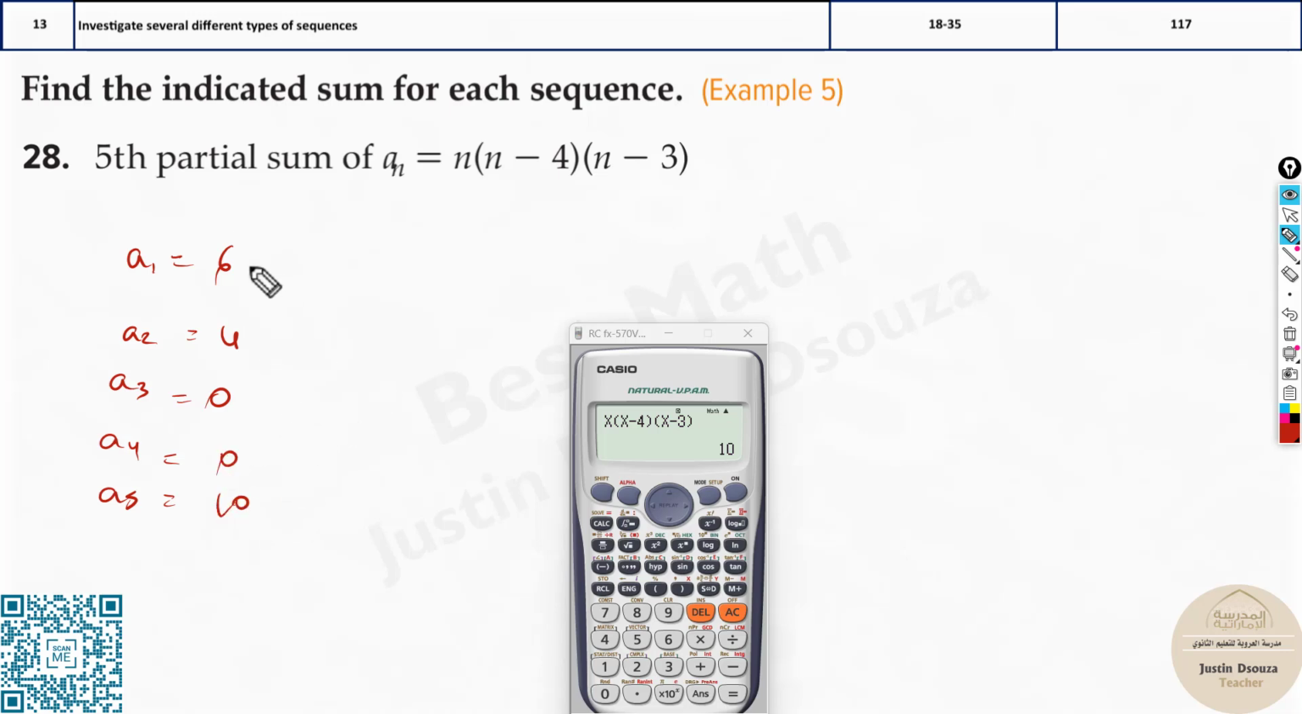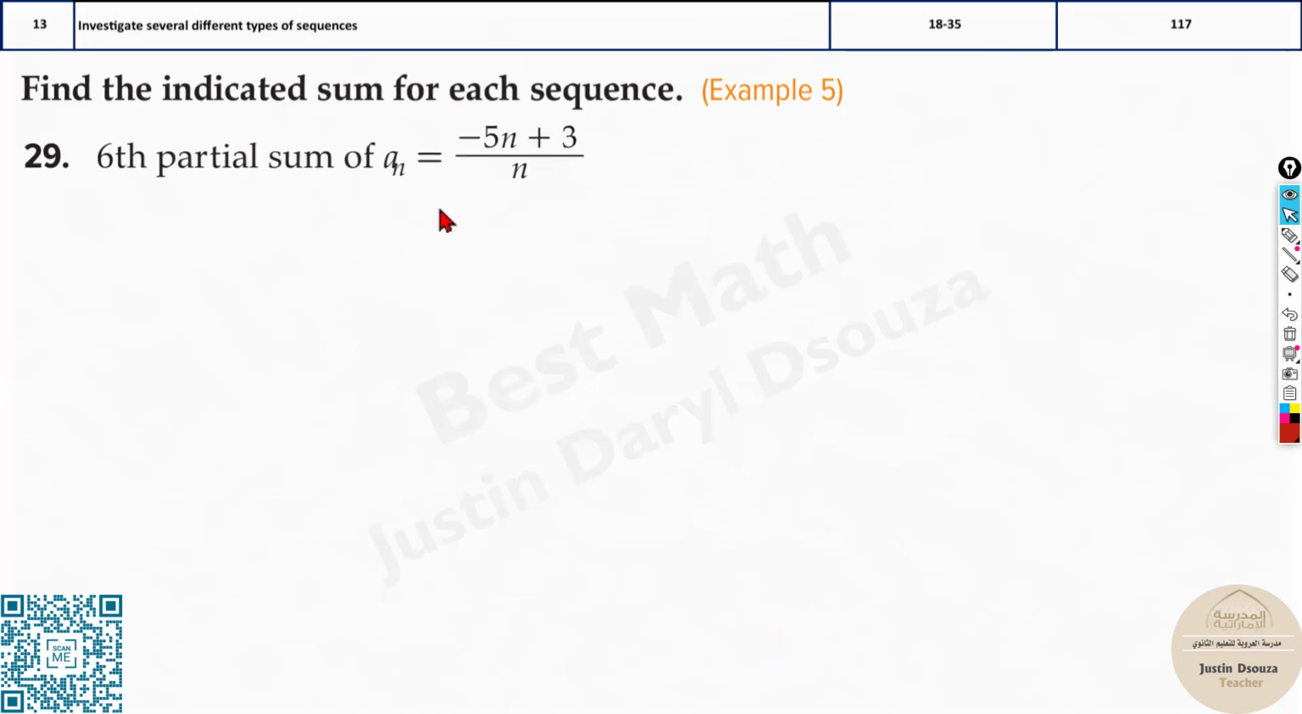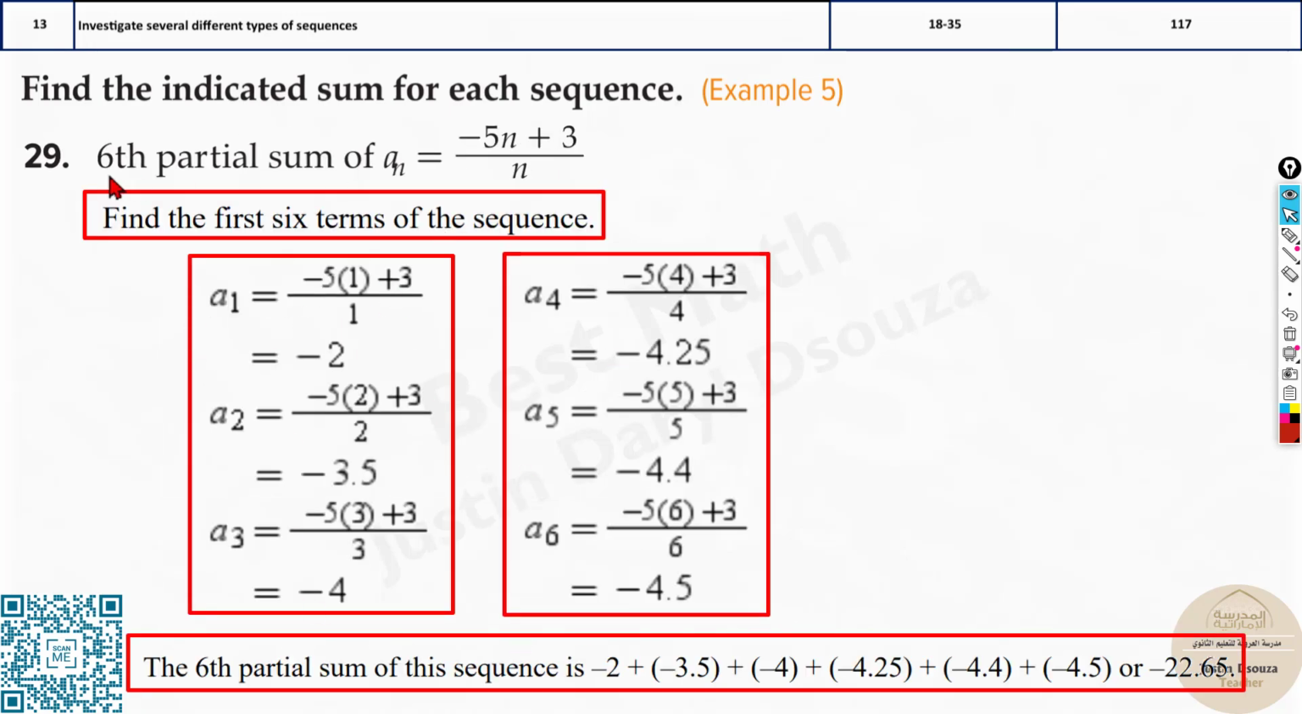Now add them up. It's 10 plus 10, it's 20. So the fifth partial sum would be 20. That's how we do it. We find the terms, 6, 4, 0, 0, 10, and then add them up. Same way over here as well. You can find the 6 terms because they asked for the 6th. Find them, write them out, and then add.